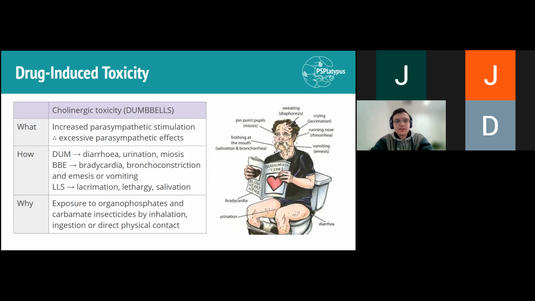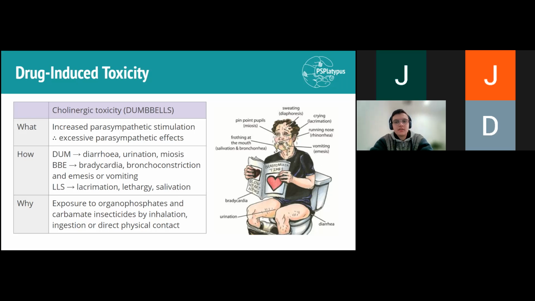Okay, now clinically relevant things. If you have too much or too little of a drug, then you can get over-exaggeration or undershooting of some of your parasympathetic responses. So let's talk about cholinergic toxicity first. This is when you have too much parasympathetic stimulation. Basically, take all the things you know about what the parasympathetic system does and multiply it by 100, and that's what you'll get here.